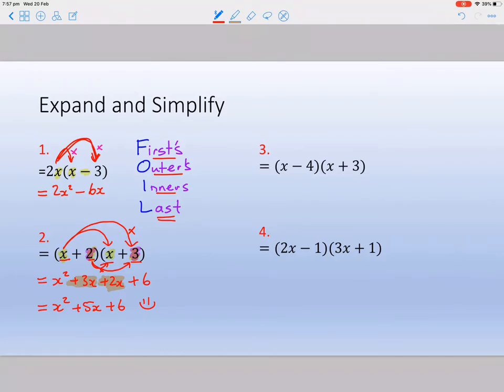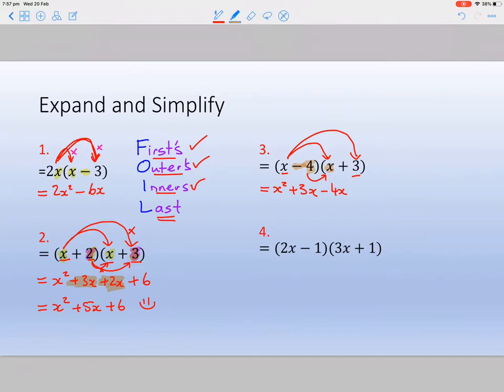Alright, so let's do it again. So let's follow this checklist. On number 3, we're going to do the first, so that's this times this. Okay, that's x squared. Let's go outers, so that's the outside ones. So it's x times 3, that's the same as saying 3x. Okay, inners. Alright, that's minus 4. Remember, what's in front of the number belongs to the number. So that's minus 4 times x. Well, that's just simply minus 4x.